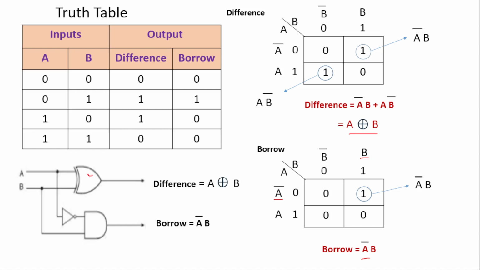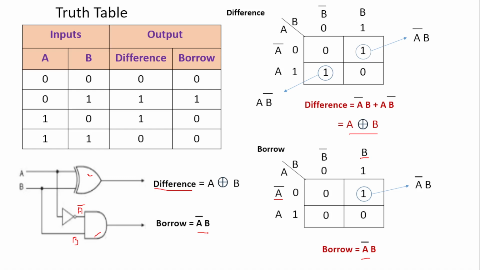This XOR gate whose inputs are A and B will give you difference, and this AND gate whose inputs are A bar, because A is not directly fed to the AND gate, it is connected to the NOT gate, so here it will be A bar. B is directly fed to the second input of the AND gate, so it will be B, and obviously the output of this AND gate will be A bar B, and this will give you borrow.